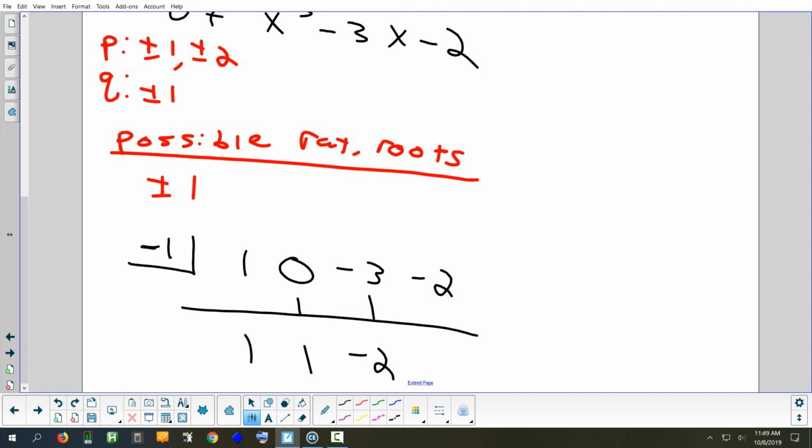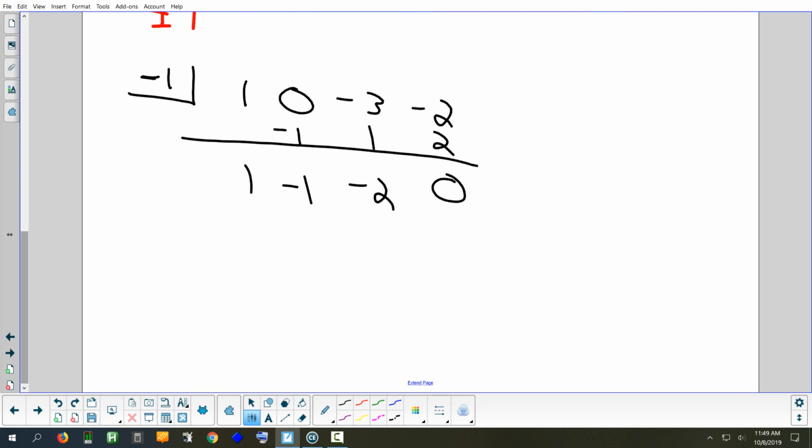Let's try -1. So I still think I'm right. I just did it wrong. What's -1 times 1? -1. -1 times -1? 1. What's -3? Actually, that part stayed the same. What's -1 times -2? 2. Remainder of 0. So -1 is a root.